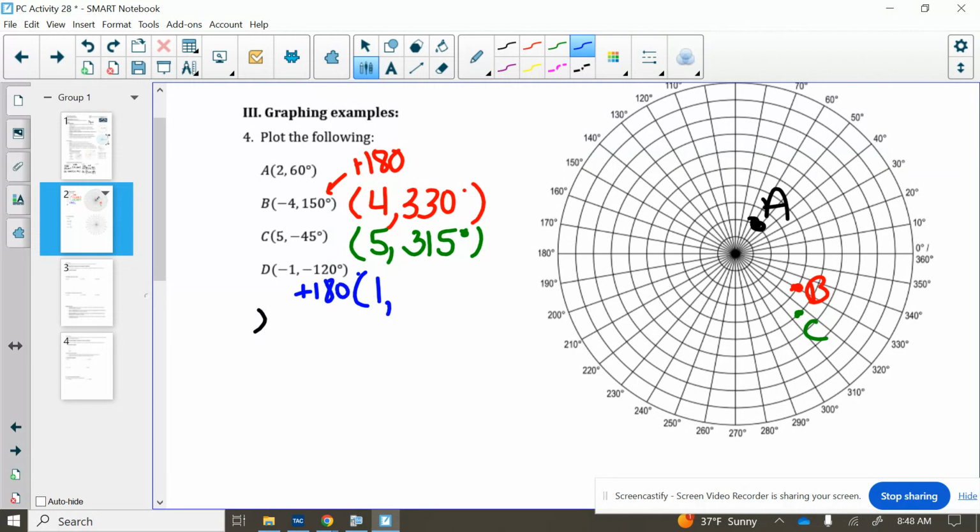And our last one, if we change this to a positive 1, again, you can add 180 to this, or subtract. In this case, I'm going to add, and we end up at 1, 60 degrees. So 1 unit out, but at that same degree measure as A. There would be point D.